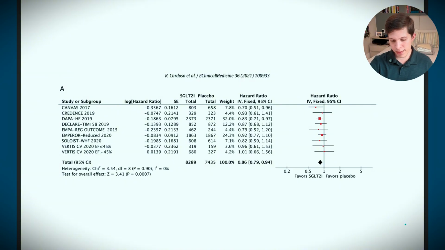You see here, for instance, that DAPA-HF 2019 is a study with many more patients. It's almost 3 times as many patients, and it has more than 3 times as much statistical significance and weight, because DAPA has 32%, and Canvas has 7.8%. This makes the study even more accurate. We're giving more power to the overall result to the studies that carry more patients.